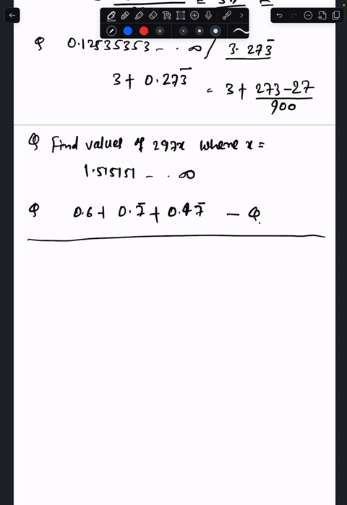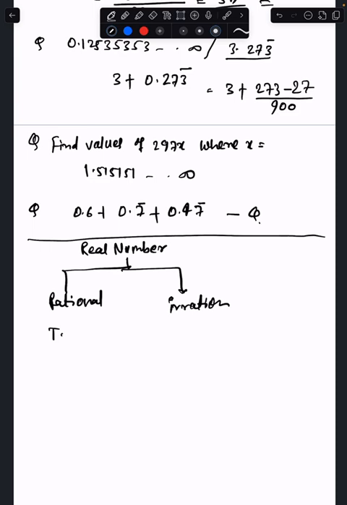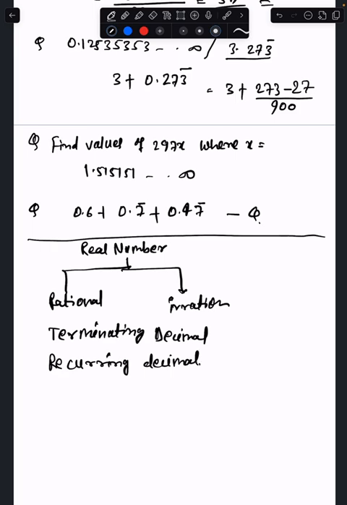Okay, so in this lecture we came to know about the real number that can be divided into 2 parts: rational and irrational. Then we came to know about terminating decimal, and then we came to know about recurring decimal. In the next chapter we will see more classification of number.